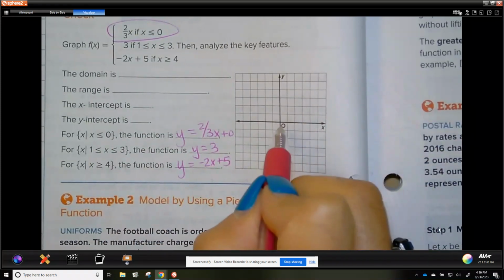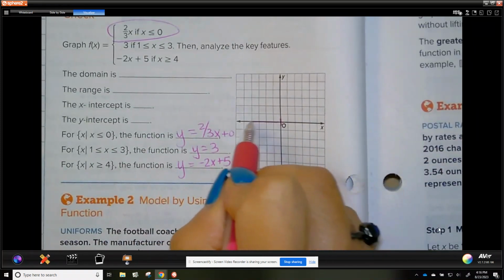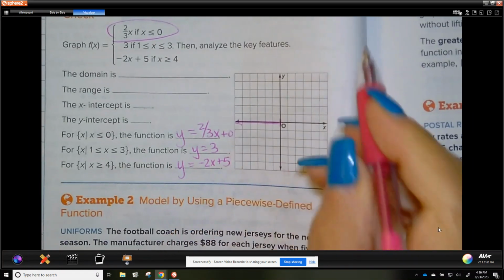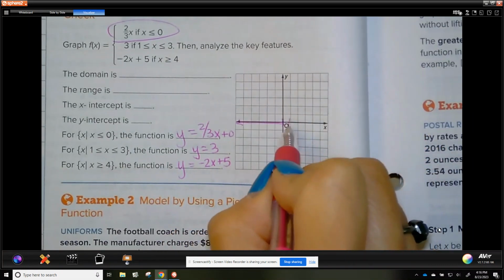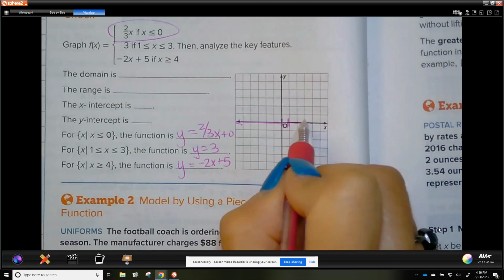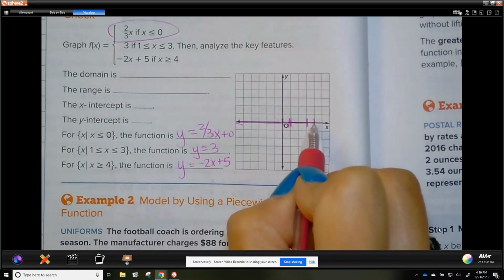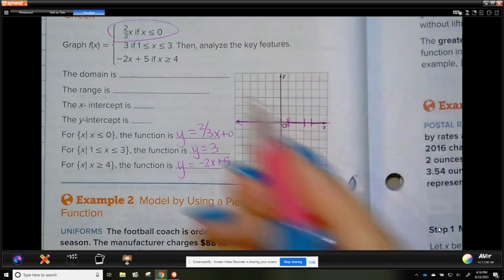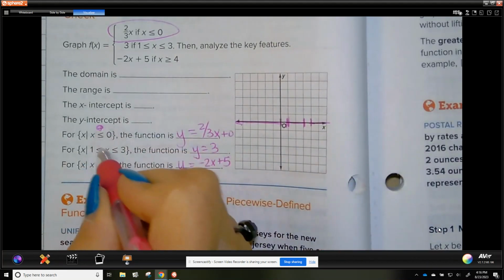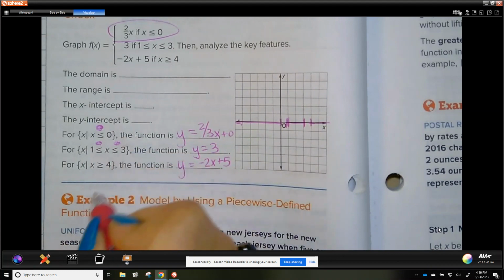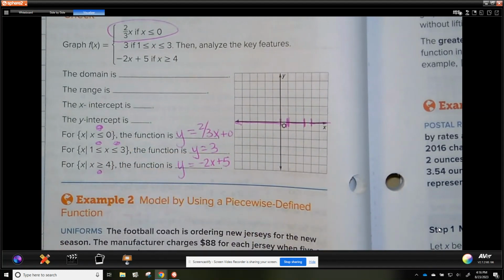So our segments on our x-axis are going to be right here, from 1 to 3, and then greater than or equal to 4. And for this one, we're going to have a closed dot. The ends are going to be closed dots.